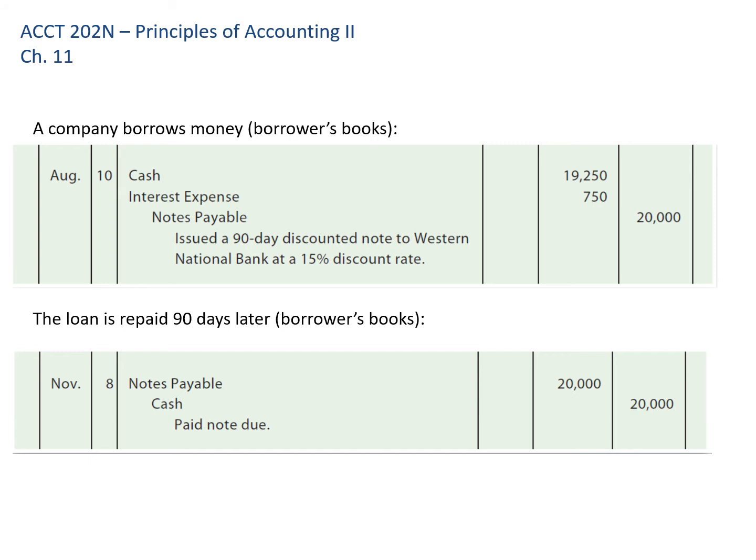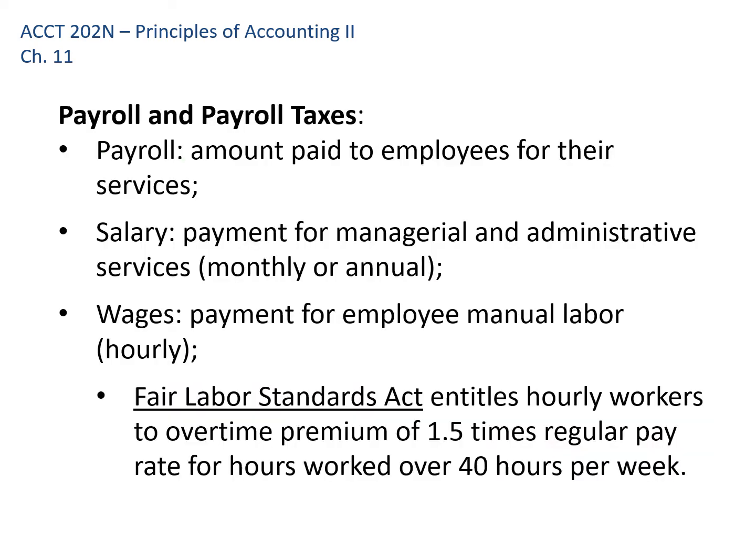In this case, we borrowed $20,000, and the term is a 90-day discounted note. So instead of receiving $20,000 in cash when we borrow that money, we receive $19,250, and the borrower records the interest right off the bat. And we record that we owe $20,000. Later, when we pay that debt, we simply take the payable off the books with a debit and credit cash for the amount that we're paying. A little bit different.